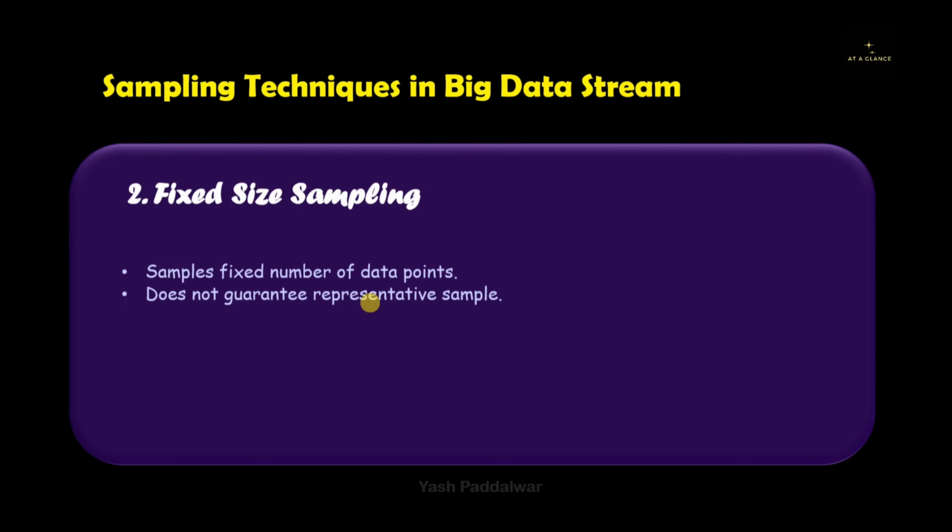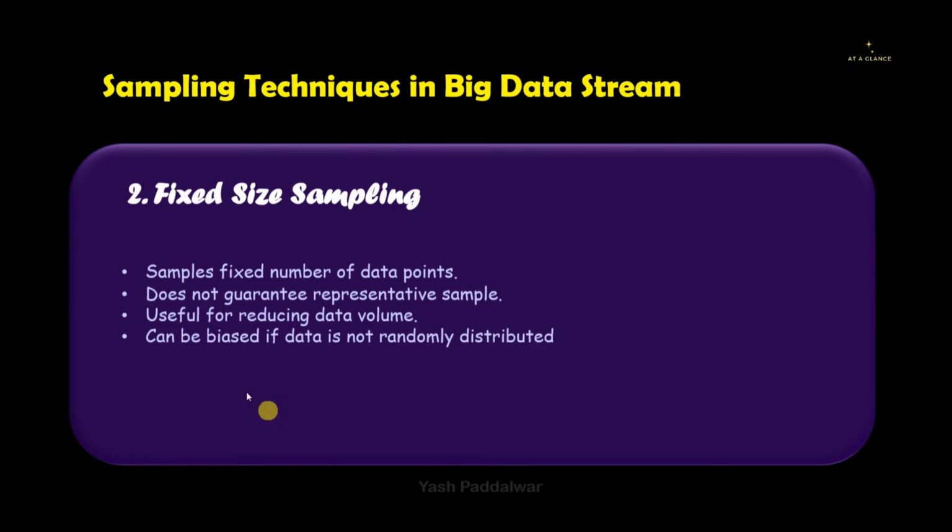But if you remember, in fixed proportion sampling, we were getting some guarantee that it is going to represent the entire stream. Now when you have a very huge data, then in that particular case, fixed size sampling is going to be very useful for reducing the data volume. That means if you have millions of records and a fixed number as a threshold to choose from the entire stream, then the sample that you are fetching from that stream will be very small.